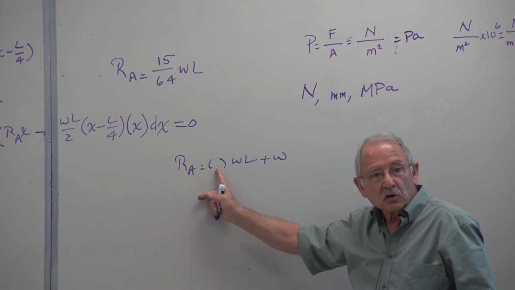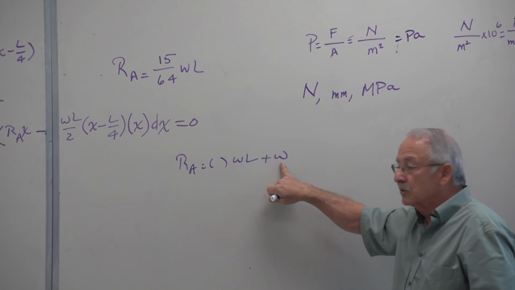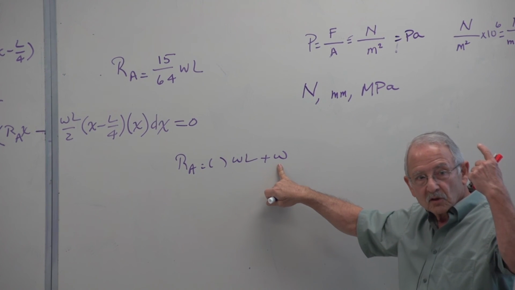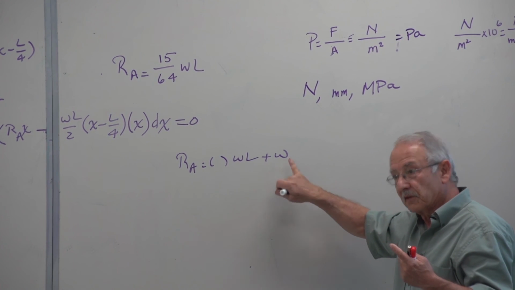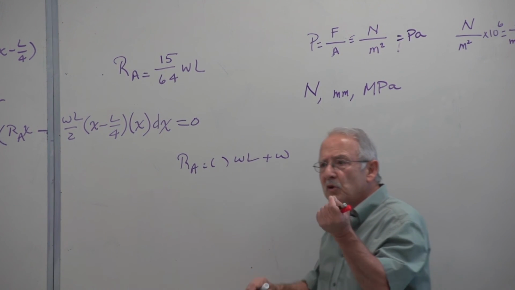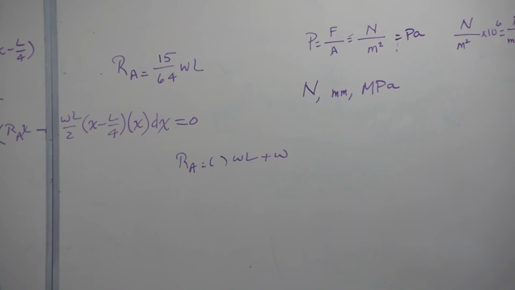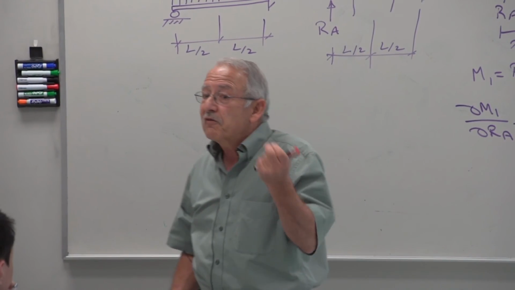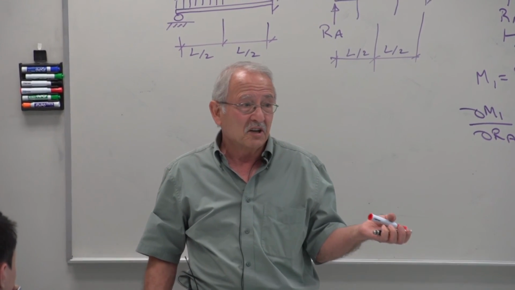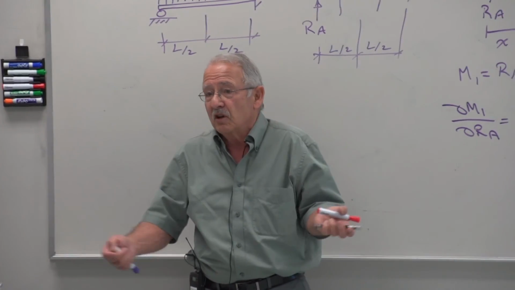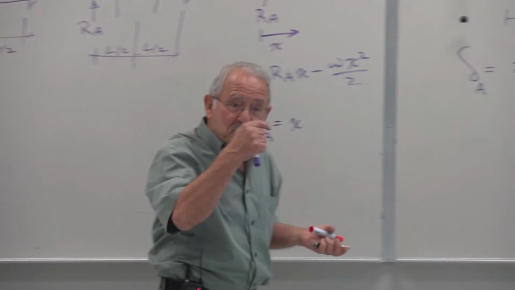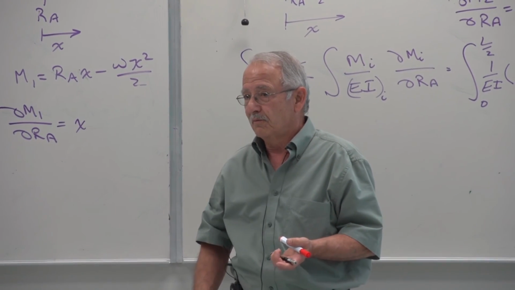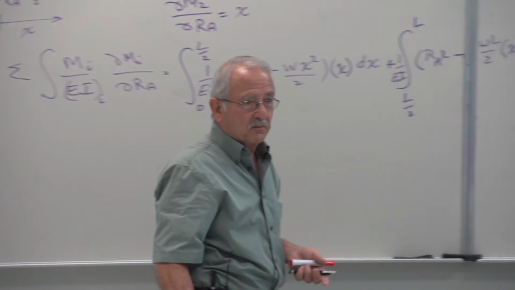Unit-wise, this should be correct. You cannot add WL to W. Apples and oranges. So if this is WL, that should be WL. If this is W, that should be W. This is one way to check. Take a look at your answer and make sure that it dimensionally makes sense. If it does, it doesn't mean it's necessarily correct. It just means it dimensionally makes sense. But if it does not dimensionally make sense, then for sure it's not the right answer. And you should take a look and see where you made the error.